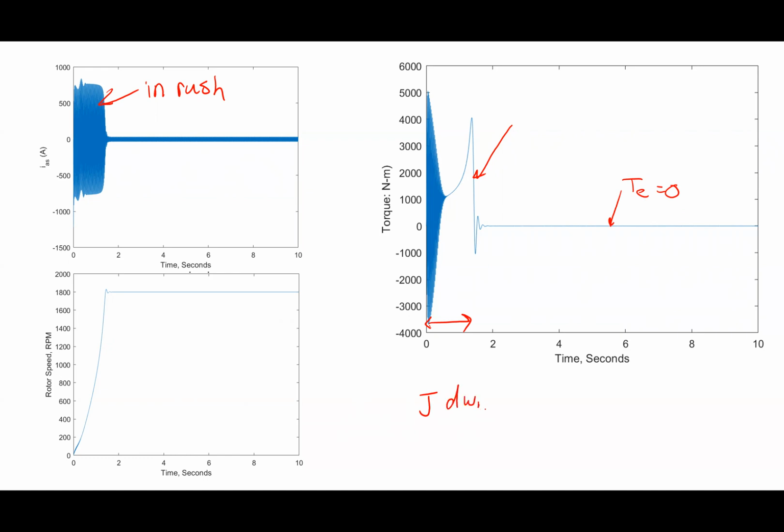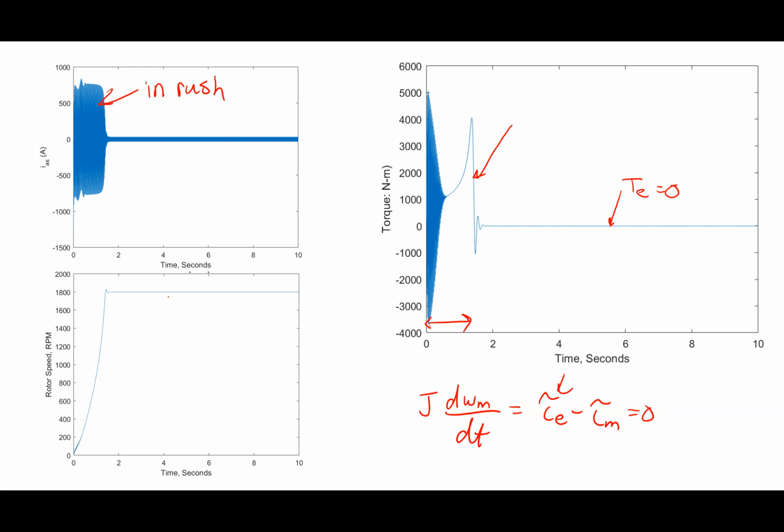And what's going on is I have this situation here, TE minus TM. Basically, TE is real big to get the speed to increase. The inrush current is basically going in to speed up the rotor to full speed. Once I get to full speed, these guys become equal to each other, which, if there's no load, are both equal to 0. And so I can see that during that inrush period, the speed is increasing. And in this particular case, it gets to 1800 RPM.